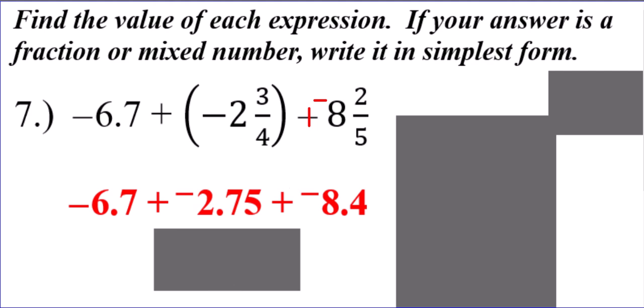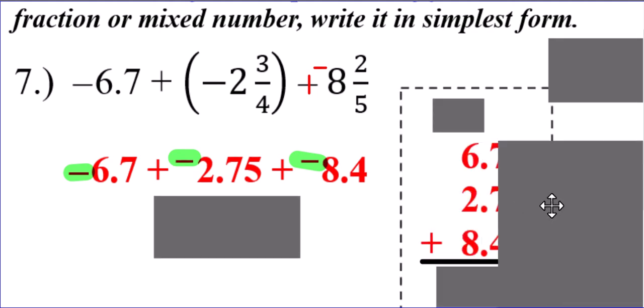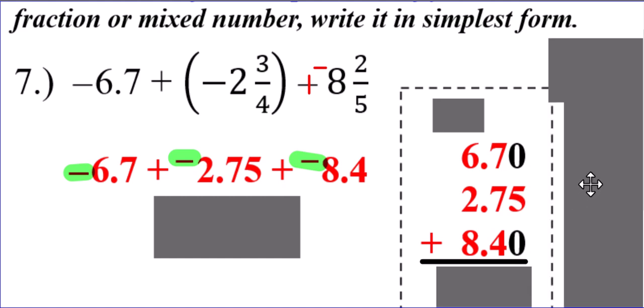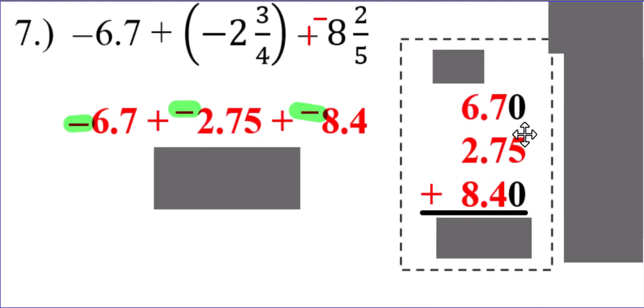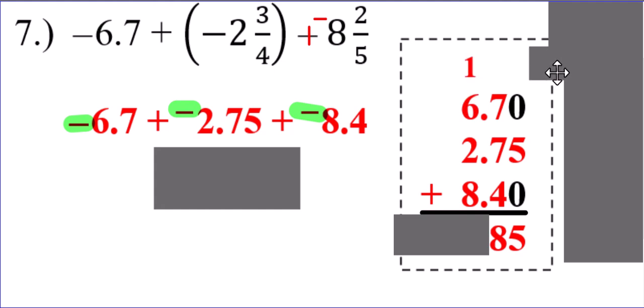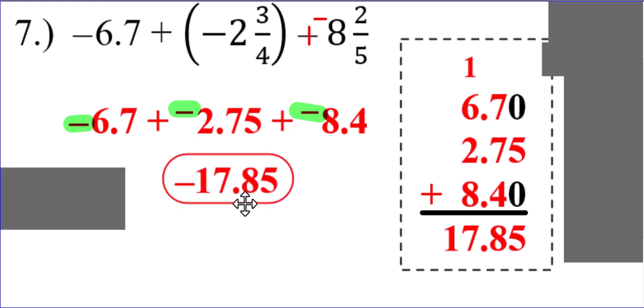From here, this problem is awesome. You're like, why are you saying it's awesome? It's a negative plus another negative. They're all negative. So you could actually add their absolute values off to the side all at one shot. Now, you're going to have to put some zeros here, so that way you can nicely line up the decimals. 5 plus zeros is 5. 7 plus 7 is 14, plus 4 is 18. You would carry the 1. 1 plus 6 is 7, plus 2 is 9, plus 8 is 17. Keep it negative. Negative 17.85.